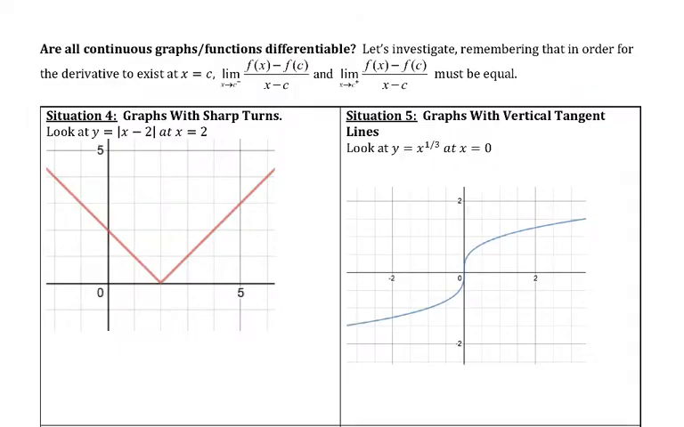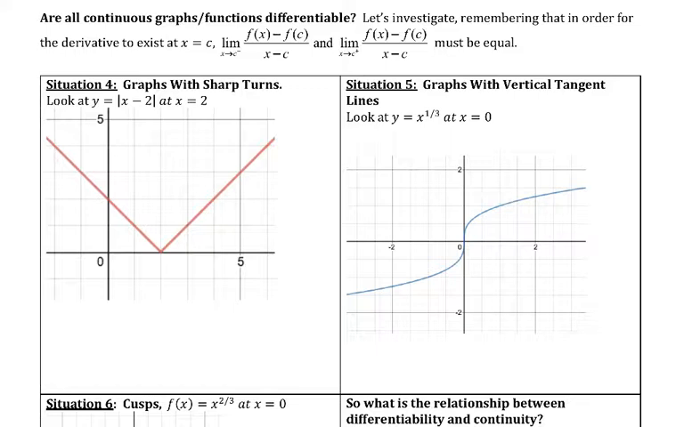Okay, let's move to the next page. So we just looked at functions being not continuous and therefore not being differentiable. Now we're going to look at some continuous graphs and ask ourselves, are they differentiable? If not, why not? So instead of using the definition of continuity like we did in the previous examples, this time we're going to use the definition of a derivative to make our conclusion.